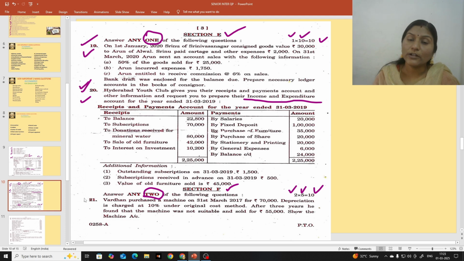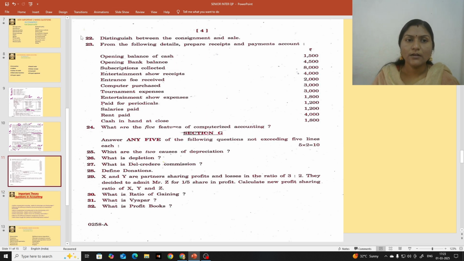So what are problematic questions? Question number 21 is related to depreciation chapter. Okay, they will ask you prepare machine account. So this is related to depreciation chapter. You should learn straight line method, diminishing balance method problem, so that you can attempt this. And next, question number 22, that is a theory question. Okay, I will give you important theory questions, so that if you prepare that, you can attempt 2 questions here.